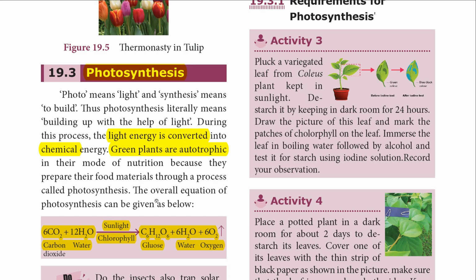Next physiological activity of the plant is photosynthesis. Photo means light and synthesis means to build. Photosynthesis literally means building up of food with the help of light. During this process, all the plants convert the light energy into chemical energy, that is food. Green plants are autotrophic in their mode of nutrition. They can prepare their own food through the process called photosynthesis. During photosynthesis, they combine the carbon dioxide and water molecules to convert it into the food glucose, during which oxygen will be released as a byproduct.